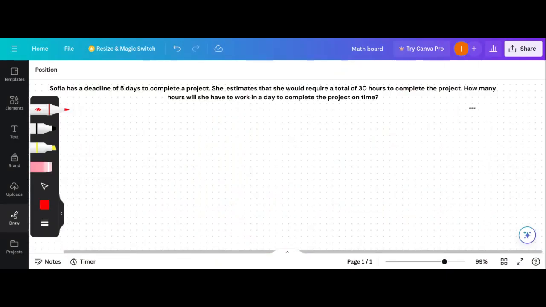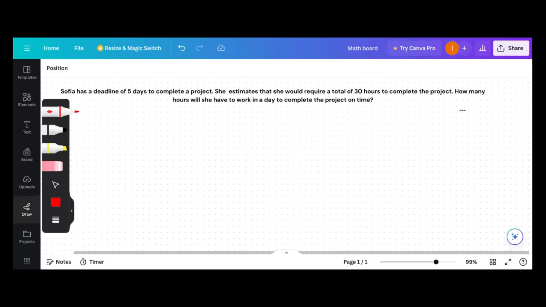Okay, our first word problem for today is: Sophia has a deadline of 5 days to complete a project. She estimates that she would require a total of 30 hours to complete the project. How many hours will she have to work in a day to complete the project on time?